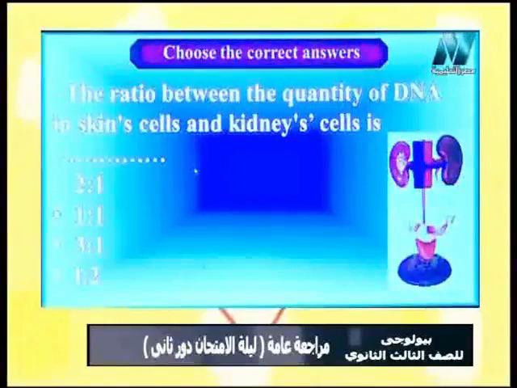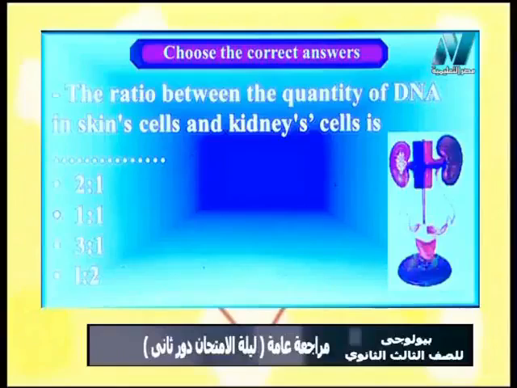The ratio between the quantity of DNA in skin cells and kidney cells is ... It asks about the ratio between the quantity of DNA in skin cells and kidney cells. Skin cells and kidney cells are both somatic cells. Both of them are 2N, both containing an equal amount of DNA. So the ratio between them is 1:1. Can you say 2:1? No, that would be for the ratio between somatic cells and gametes.